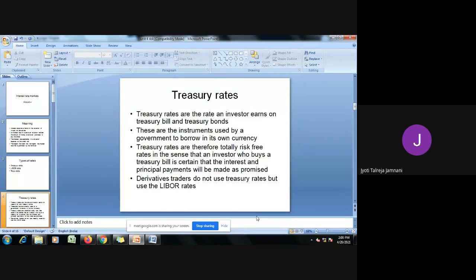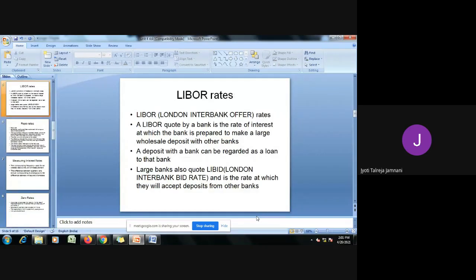Derivative traders do not use treasury rates, but they use the LIBOR rates. Treasury rates are risk-free rates, which the derivatives market doesn't use. They use the LIBOR rate, which is nothing but a floating rate that keeps changing depending on the demand and supply of loans. So what are LIBOR rates? LIBOR is the London Interbank Offer Rate.